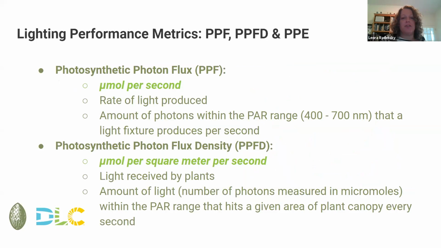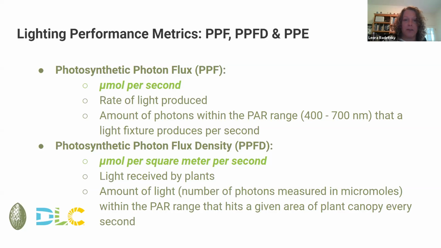So the first thing to remember here is you may have seen older spec sheets or older products that describe their light output for plants in lumens. And this is not appropriate at all. Lumens are for humans, is the way we talk about it in plant world. It weights the light for the human response. And in this case, we really want to make sure that we weight the light for the plant response.